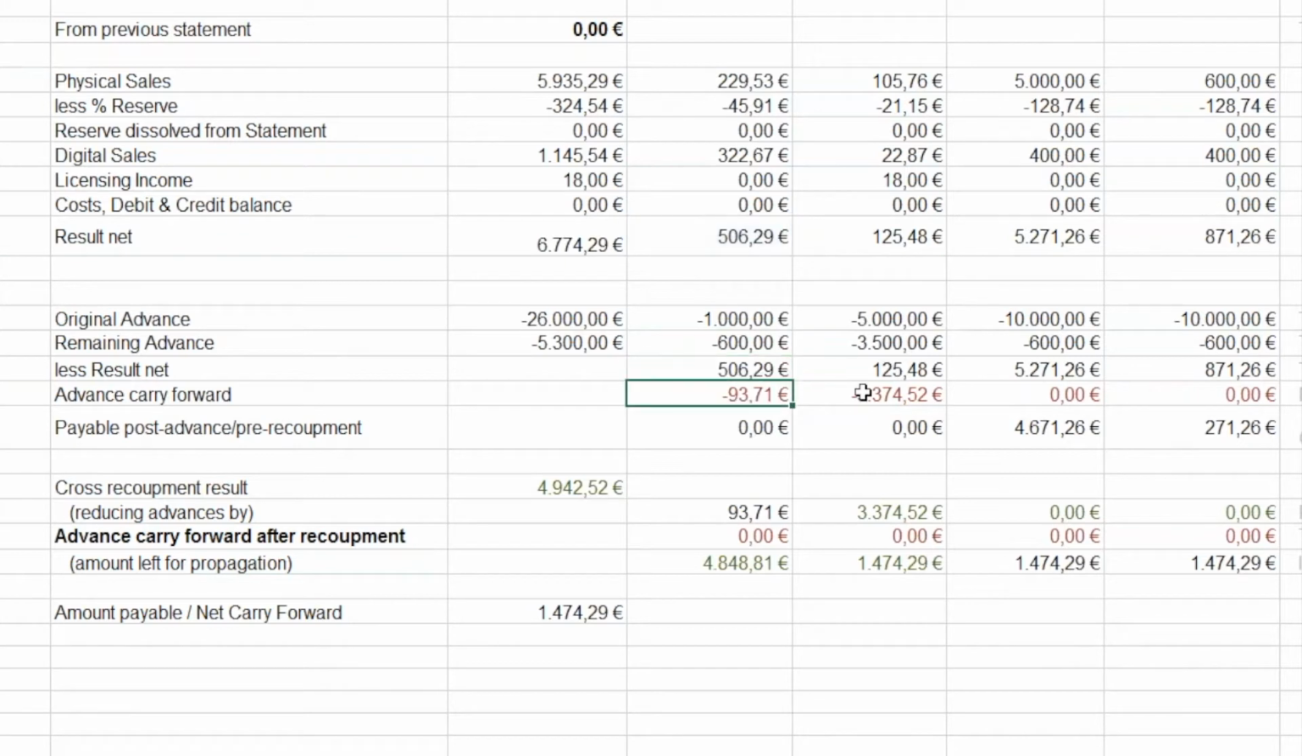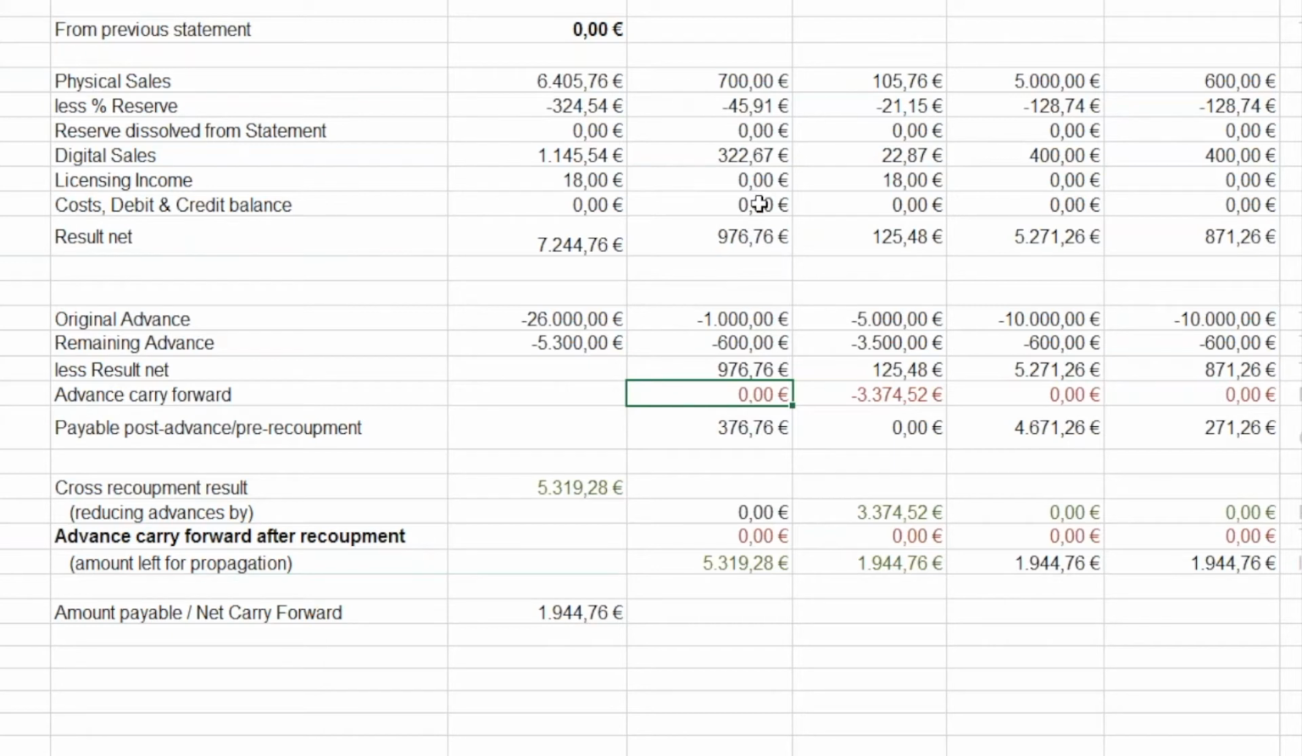With the original advance, the currently remaining advance, the result from here above, and the decision, well, what to do with this result, and it can do multiple things. If it's positive, it can reduce some remaining advance to a lower level, so those 500 euros reduce it to 600. But it can also happen that it completely, let's enhance the physical sales here, so the result is bigger than the remaining advance, so it can completely draw it down to 0.